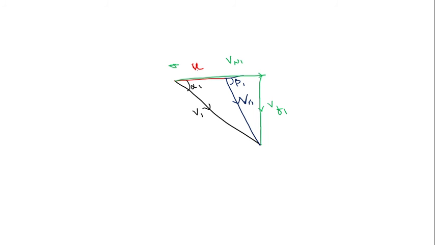Yes, sir. Okay. So till here to here it is VW1. This is U. This is alpha 1, V1, beta 1, VR1 and VF1. This will be 90 degrees always. This one you got it?